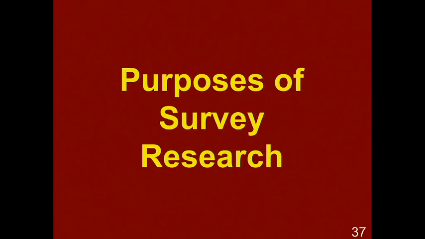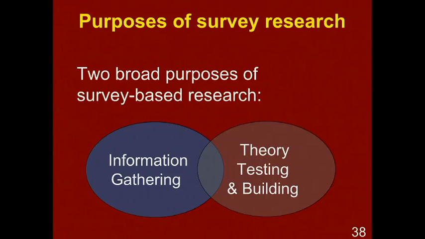So I talked about the types of research: experimental, quasi-experimental, non-experimental. We can also look at two broad purposes for survey research. Sometimes surveys, and often, they're just used for gathering information. So into that category I'd put polls, census. They're the two most obvious examples.